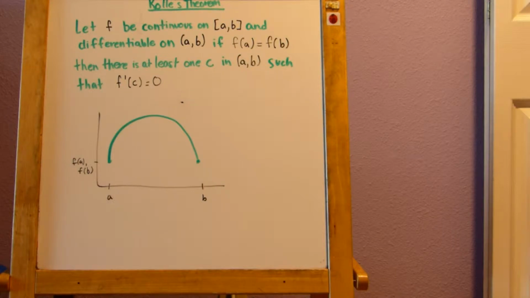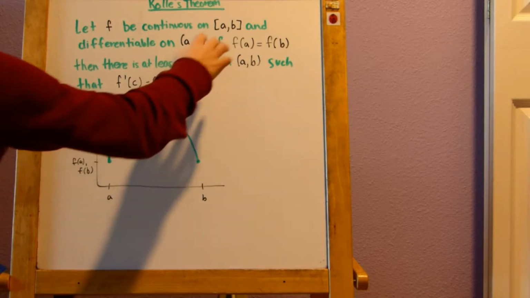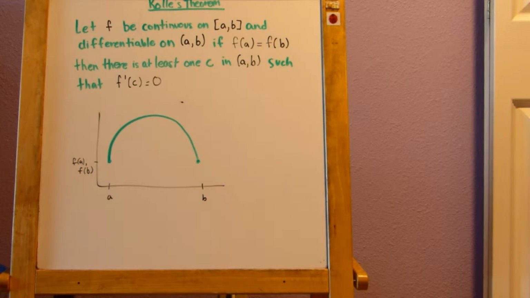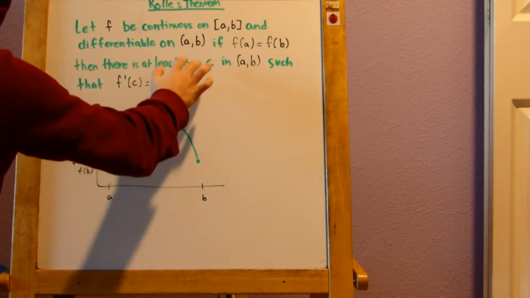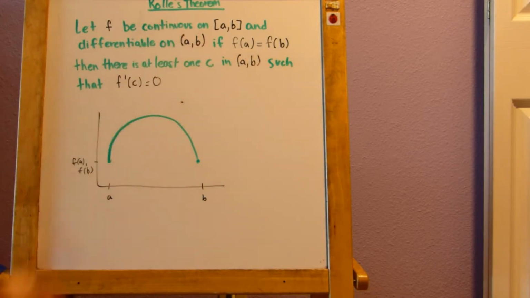Now let's talk about Rolle's theorem, which is an important theorem in calculus, but not quite as important as the mean value theorem. So let f, a function, be continuous on the closed interval [a, b], so that includes the endpoints. It has to be continuous on the endpoints, and differentiable on (a, b), the open interval, so it doesn't have to be differentiable at the endpoints a or b.